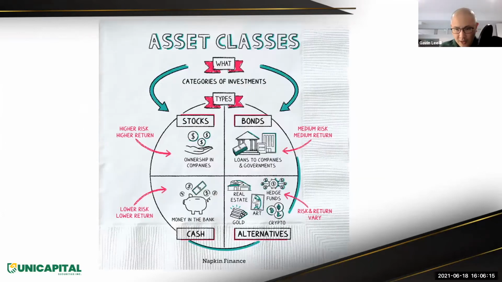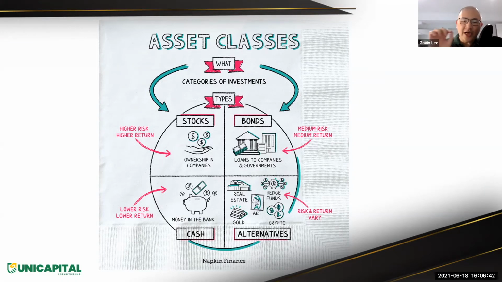Now, here's another way of looking at it. So when we invest, we're actually looking for different assets to invest in. And there are different categories of assets. So we have stocks, we have bonds, we have cash. Cash is an asset, actually. It may not earn much if you leave it in a bank, but it's still an asset. And then there are alternatives. So you have alternatives like gold, art, real estate, hedge funds, cryptos, etc.